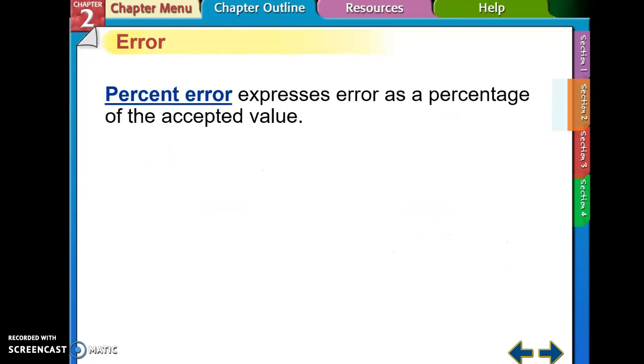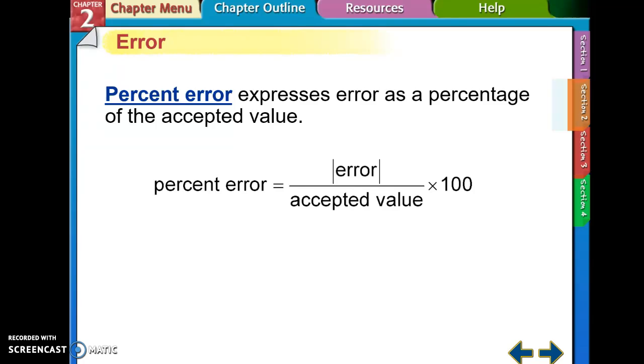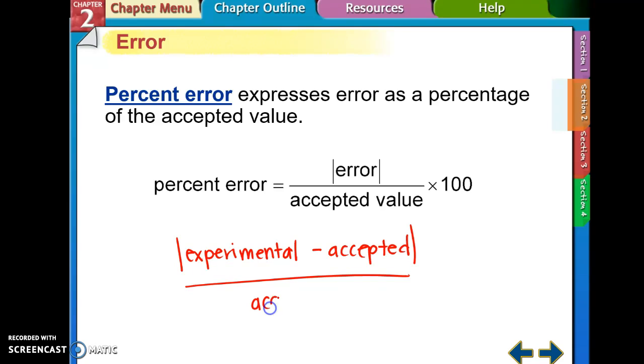When we are calculating percent error, it expresses error as a percentage of the accepted value. So percent error is the error divided by the accepted value times 100. Since I know that error is the experimental minus the accepted, I can rewrite this as the error equation divided by accepted value times 100, and that is percent error.